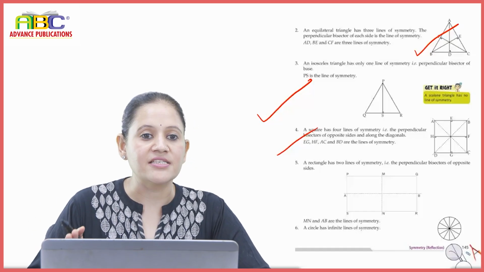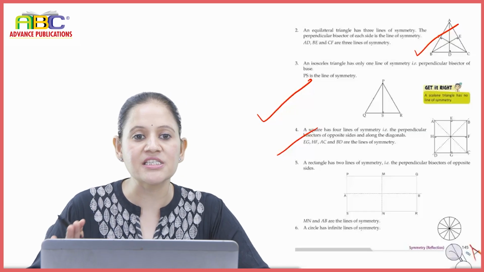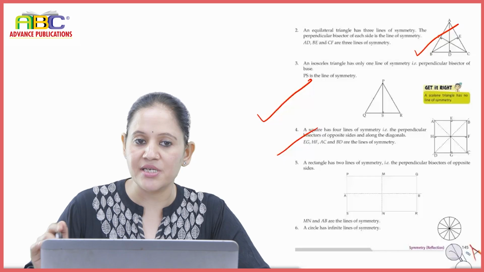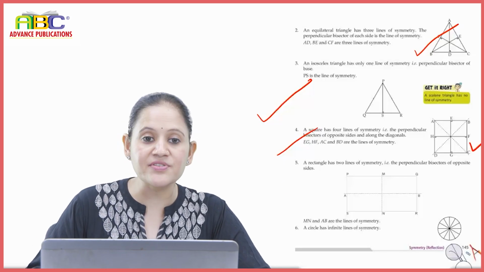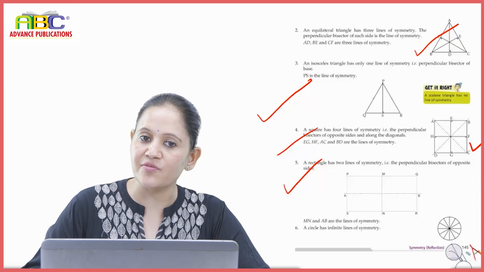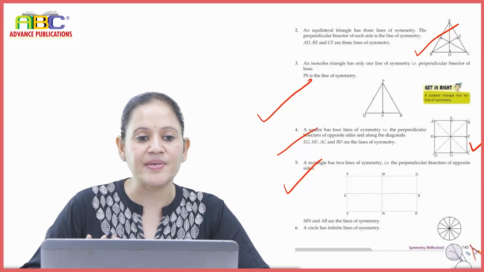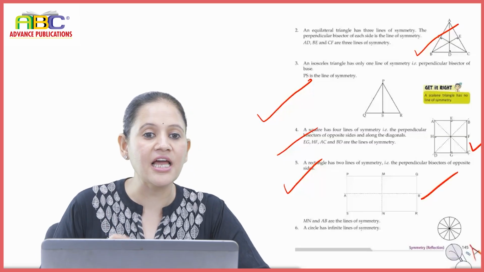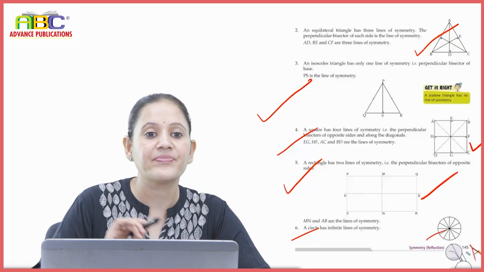A square has four lines of symmetry. All sides are equal, so the perpendicular bisectors of opposite sides and the diagonals are lines of symmetry. EG, HF, AC and BD are the four lines of symmetry. A rectangle has two lines of symmetry because in a rectangle opposite sides are equal, so the perpendicular bisectors of opposite sides are the lines of symmetry. MN and AB are the lines of symmetry. A circle has infinite lines of symmetry. In a circle you can see infinite lines of symmetry.